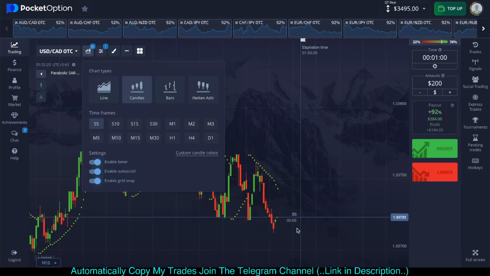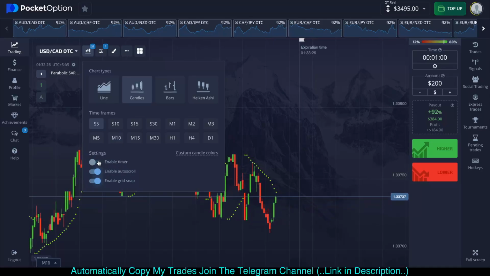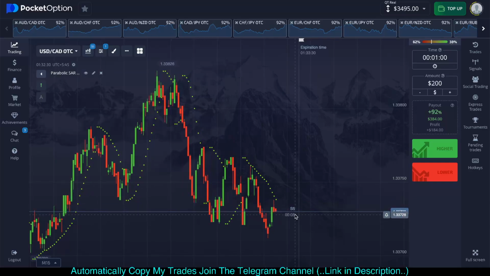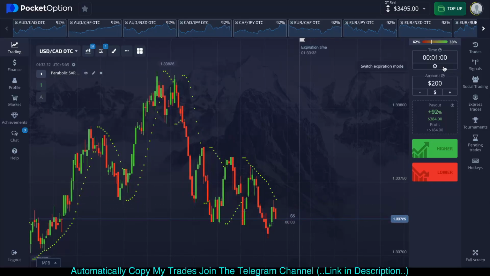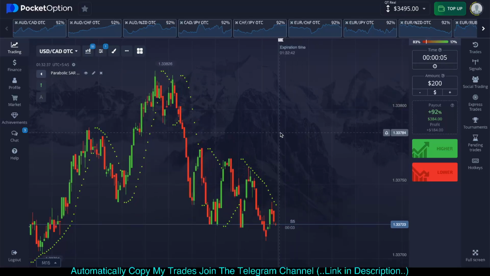And also here you can see there is a timer, okay, and if it is turned off, this timer will not be shown here. So just turn this timer on and it will start to show here. Now if it is flag, make it clock, click on here and select S5. Now your trading time frame is also going to be 5 seconds.